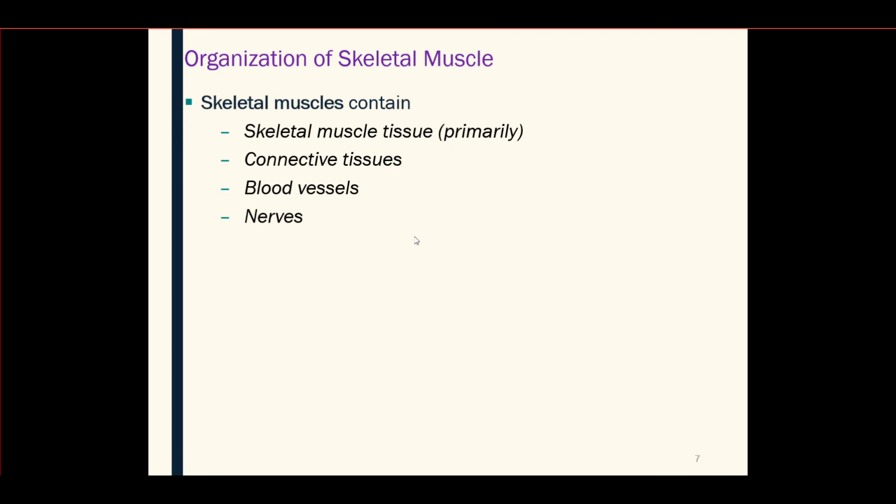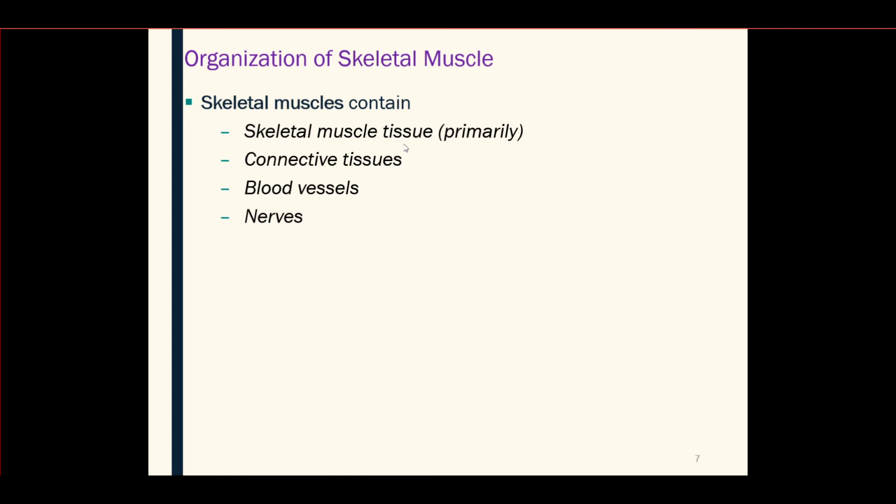Okay, we'll finish up this lesson by taking a look at how skeletal muscles are organized. We're going to see that skeletal muscles contain skeletal muscle tissue. These are the muscle cells. We call them muscle fibers. I am not going to talk about them in this lesson. This is just a whole separate lesson. This is actually a big topic. So that's going to be the next lesson that you watch or listen to.